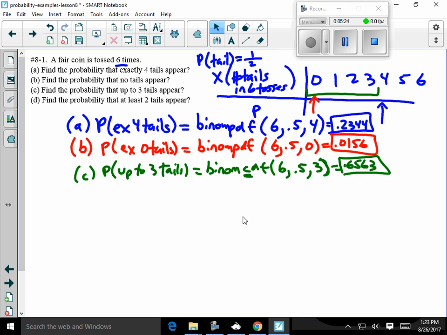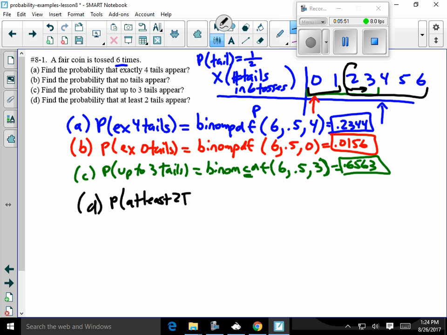All right, and the last one says, what's the probability that at least 2 tails appear? So at least 2 would be from 2 on up. All of these trials right here, right? But we know that those trials plus these trials add up to 1. So the way I'm going to solve that problem is I'm going to say the probability of having at least 2 tails is equal to 1 minus the probability of having up to 1 tail appear.